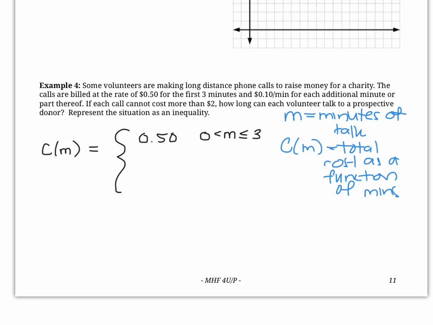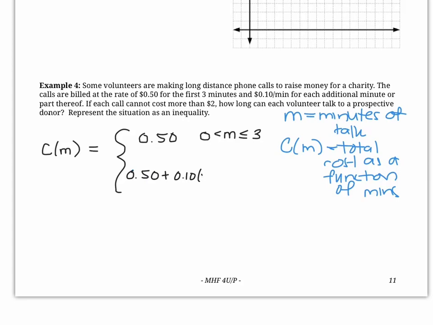So let's keep going defining this function. After 3 minutes is when the function changes, from this flat line at 50 cents, or 0.50. Let's start off with the 50 cents. But then they're going to charge us 10 cents for every minute over 3. So we're going to add 10 cents for every minute over the 3 minutes.